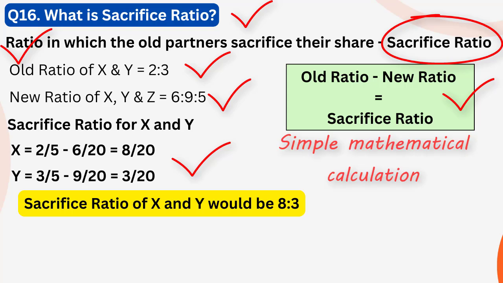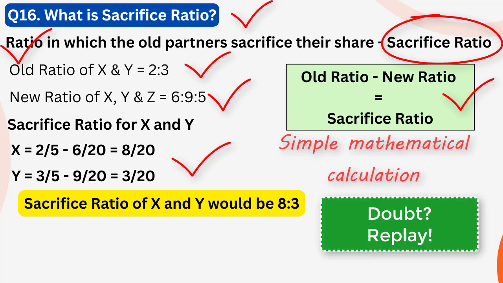This is a simple mathematical calculation in which you are putting the values of the old ratio and the new ratio, and you are finding the sacrifice ratio for X and Y. This is a pretty simple application of simple mathematics, which I trust all of you will be able to do. So the sacrifice ratio of X and Y in this case would be 8:3.